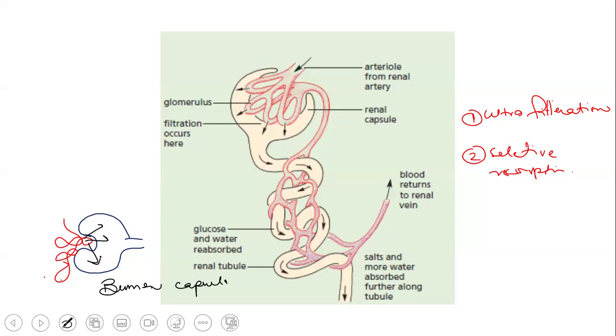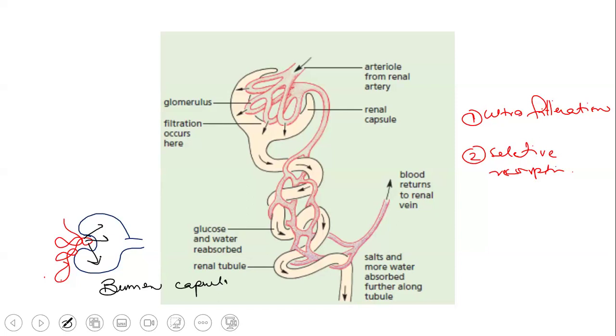Hence, this is known as ultrafiltration because this is like the extreme filtration. We are removing everything except for the very large substances like your proteins, like your cells. I will not let my red blood cells leave, and I'm not going to let my proteins leave. But everything else, water, urea, hormones that have been used up, drugs that the body no longer needs, any toxic substances, anything is removed. So, ultrafiltration.